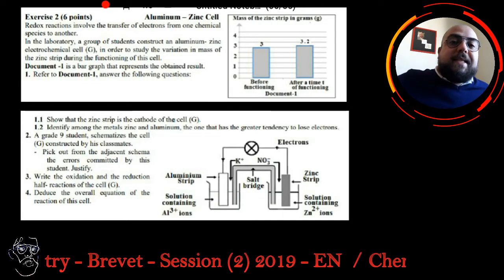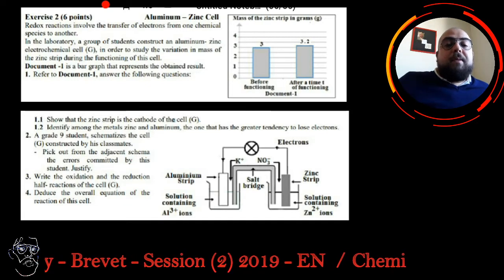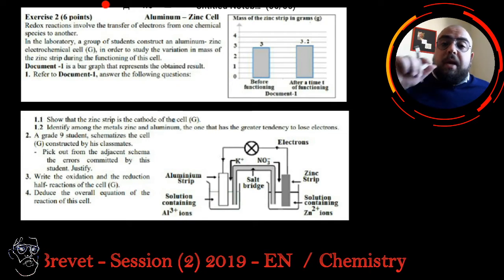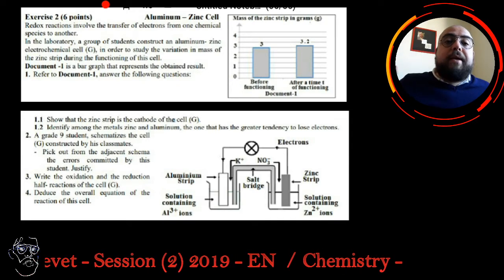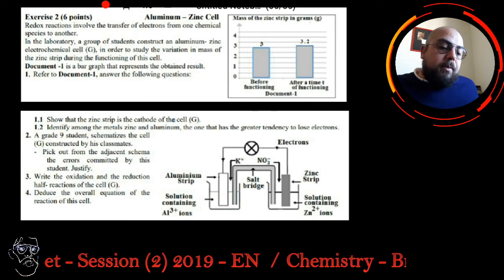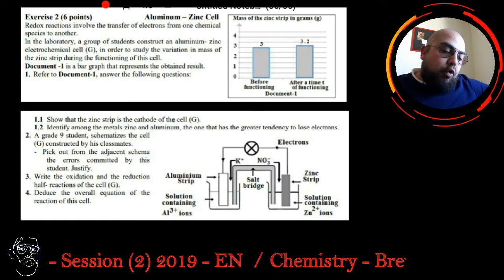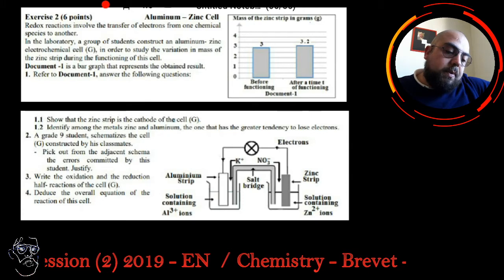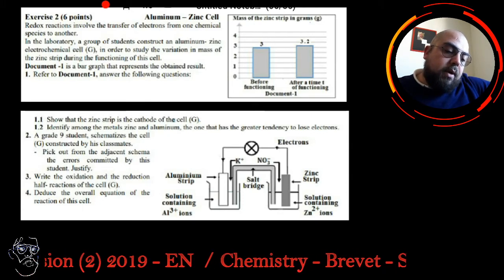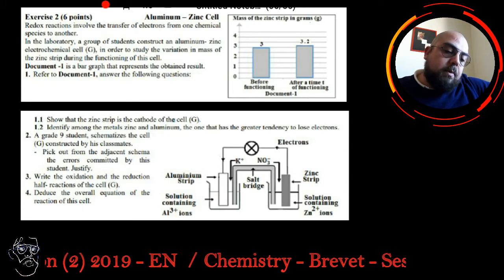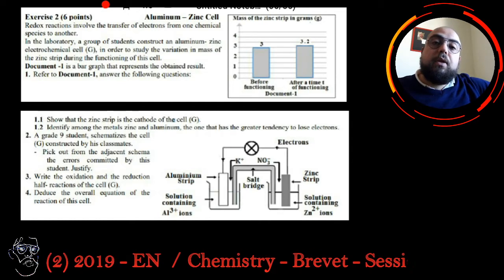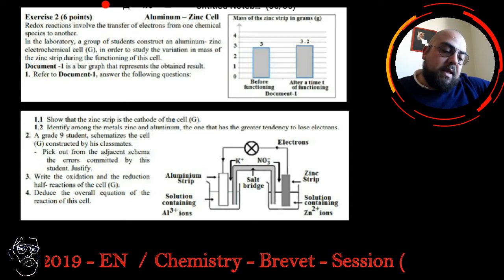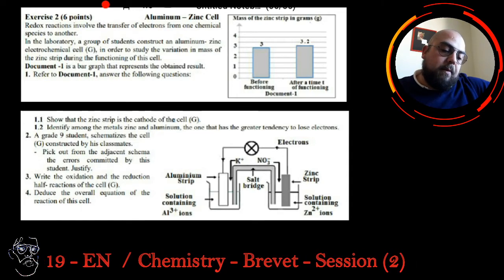Today I'm going to solve the second exercise of chemistry, second session 2019. The second exercise is related to electrochemistry, so let's start. Aluminium zinc cell. Redox reactions involve the transfer of electrons from one chemical species to another. In the laboratory, a group of students construct an aluminium zinc electrochemical cell, called G, in order to study the variation in mass of the zinc strip during the functioning of this cell.